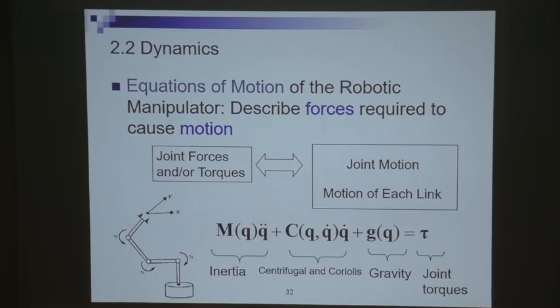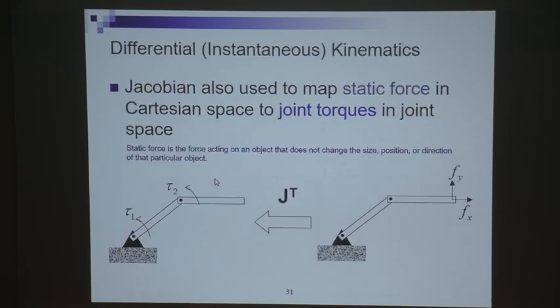Then that's the kinematics, and now we have the dynamics. When we talk about dynamics, we are looking at the manipulator equations of motion, which describe the force required to cause the motion. So you have the joint force as well as the joint torque. If you have joint torque, it's better to use the J transpose. If you have a joint force, it may be better to use the J inverse. We'll talk about it when we come to this topic.